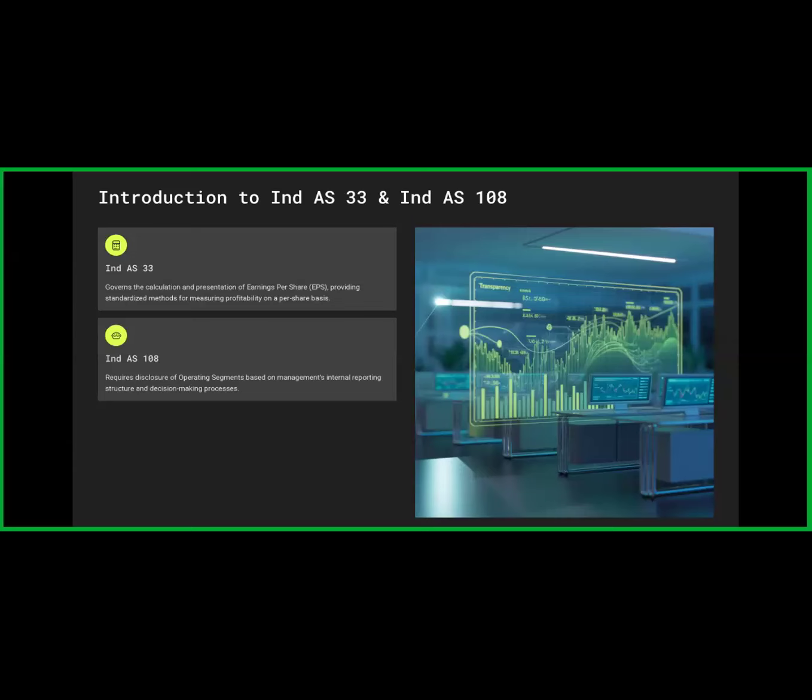How do we calculate the earning per share? That is the net profit divided by the number of shares of that company in the public domain. If we calculate like this, then we get the earning per share.